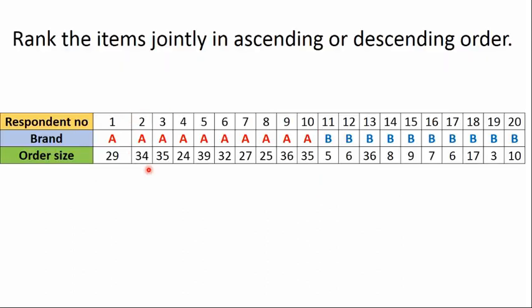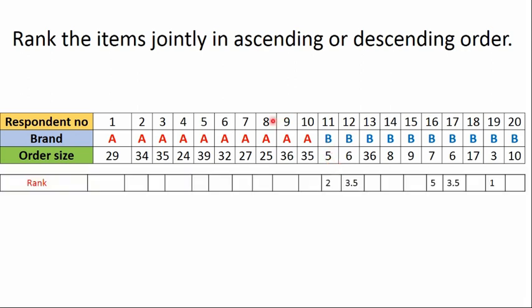We have a table. This is the respondent number. Total respondents are 20: 10 are using brand A and 10 are using brand B. Then the order size. Suppose respondent number 1 is ordering for brand A and his order size is 29. Respondent number 2, using brand A, order size 34. Let's check for brand B. Respondent number 11, using brand B, order size 5.